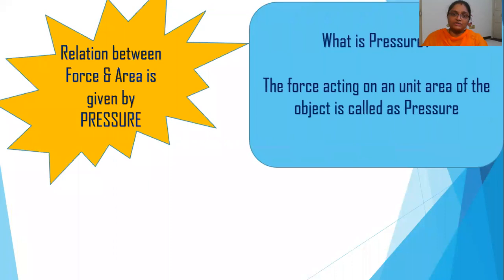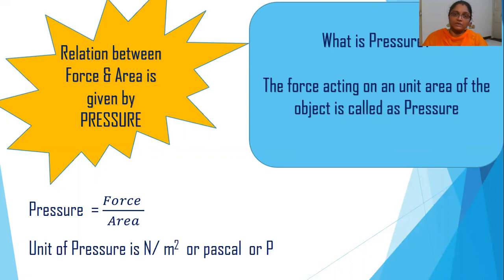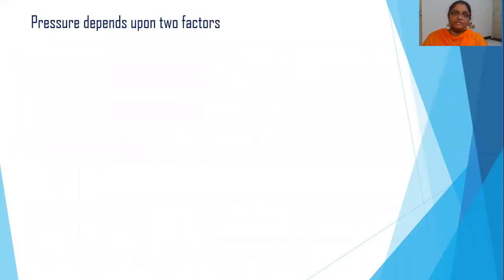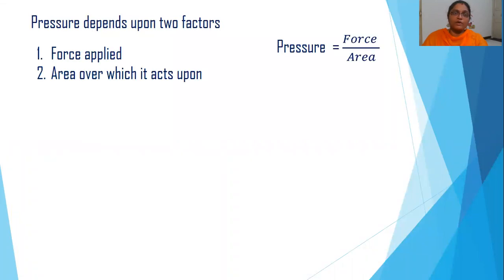So what is pressure? The force acting on a unit area of the object is called pressure. Pressure is equal to force by area, and the SI unit of pressure is Newton per meter square or Pascal, denoted by capital P. Pressure depends upon two factors. Number one, the force applied. Number two, the area over which it acts.